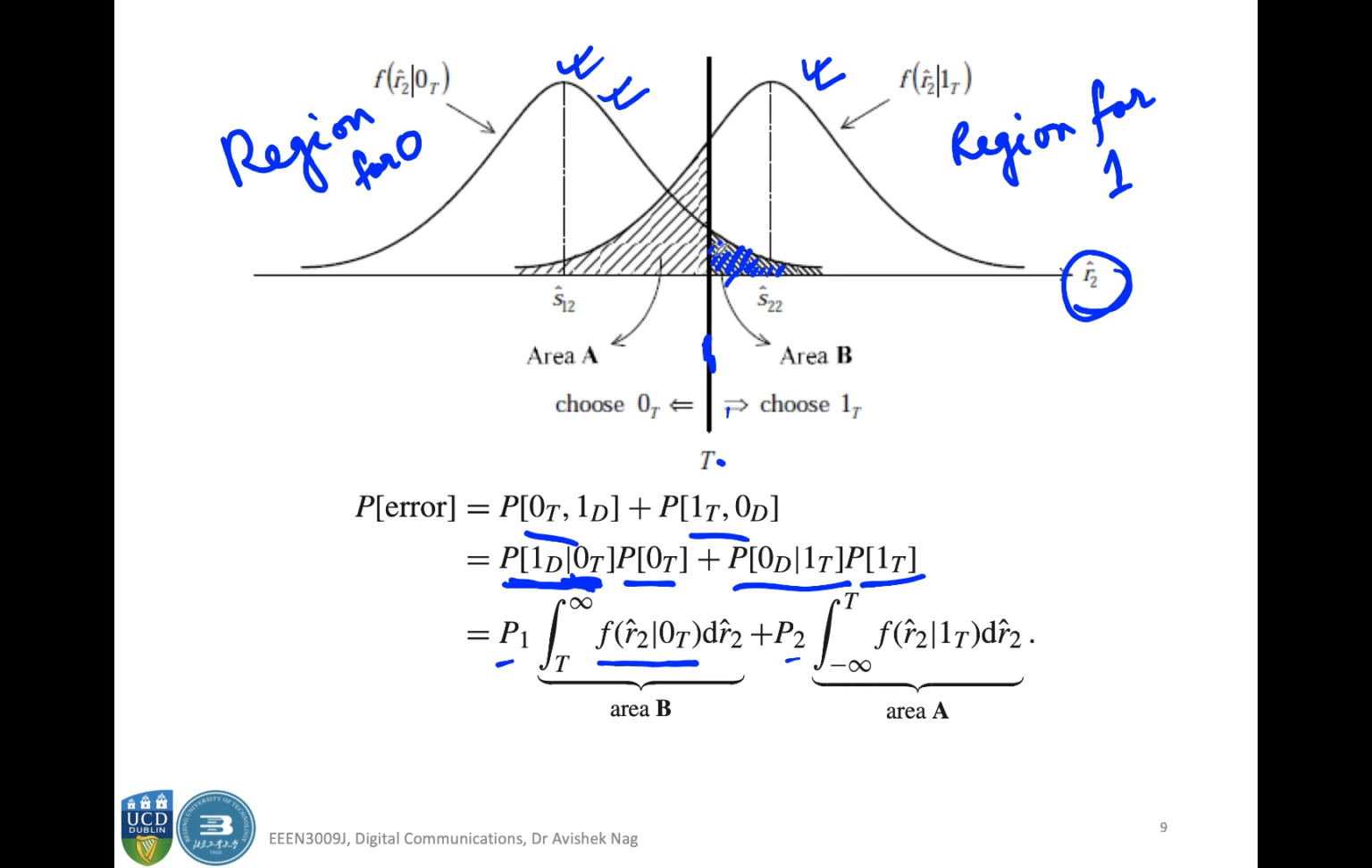So which part of this conditional PDF falls beyond my decision threshold boundary? So this is the area B, and this is the area for this conditional probability. Similarly, for this conditional probability, this is the area that I am looking for. Which part of this PDF falls in the decision region of 0?